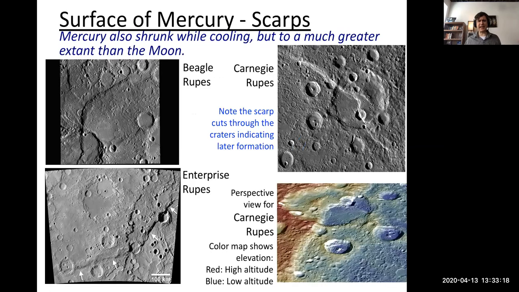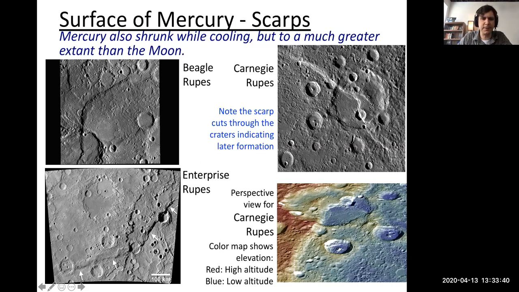I want to go ahead and take a look at some of these scarps since they're such an important feature on Mercury and they're so extreme on Mercury. Let's go ahead and take a look. So here you can see one of those late heavy bombardment impact craters, and here you can see Carnegie Rupes cutting across it. Over here, you have Beagle Rupes, and you can see the intercrater plains, and it's cutting across right there.